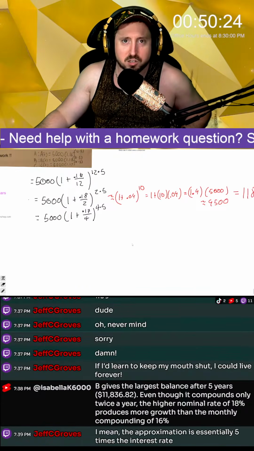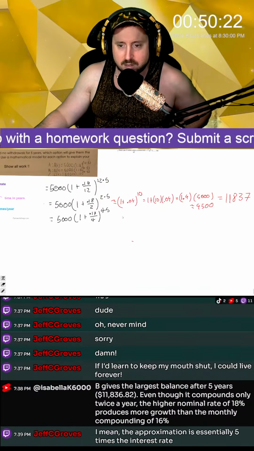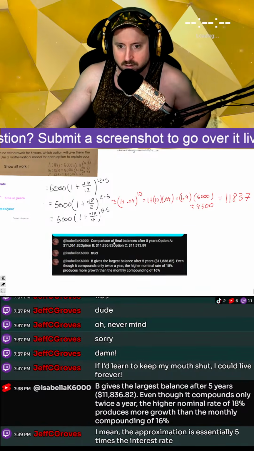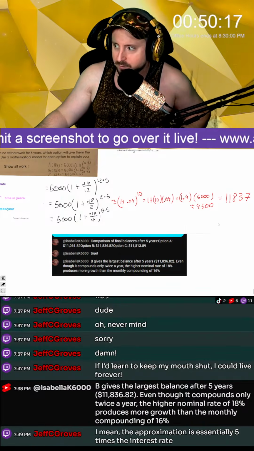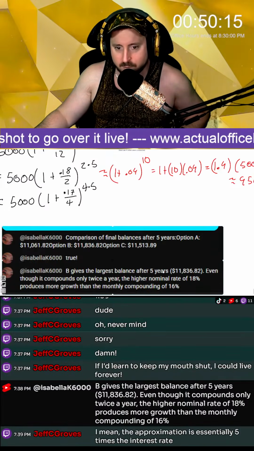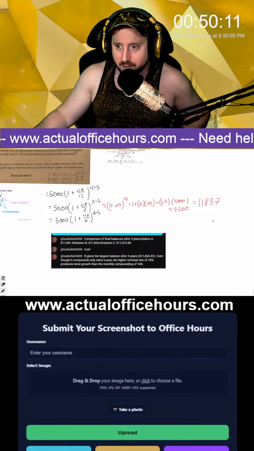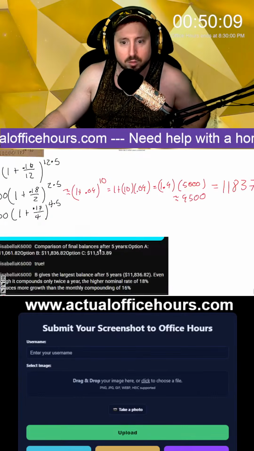I mean, approximation is essentially 5 times the interest rate. There's also that doubling thing. This is from Isabella, by the way. Isabella says that choice B is the best, and I agree with that because that's what we got here, 11,837. The rule of 72.